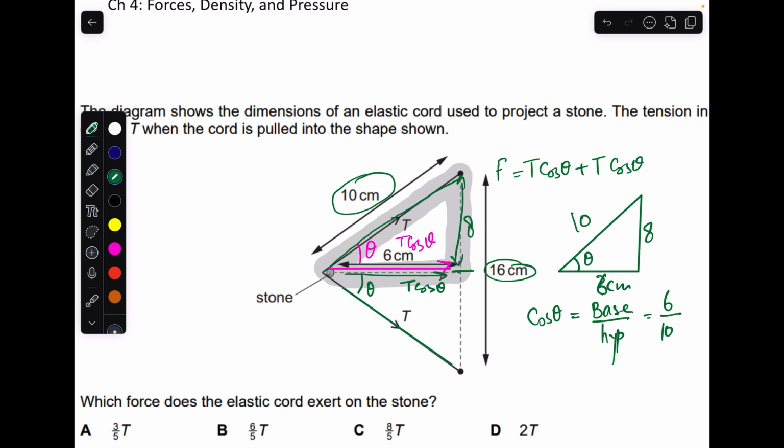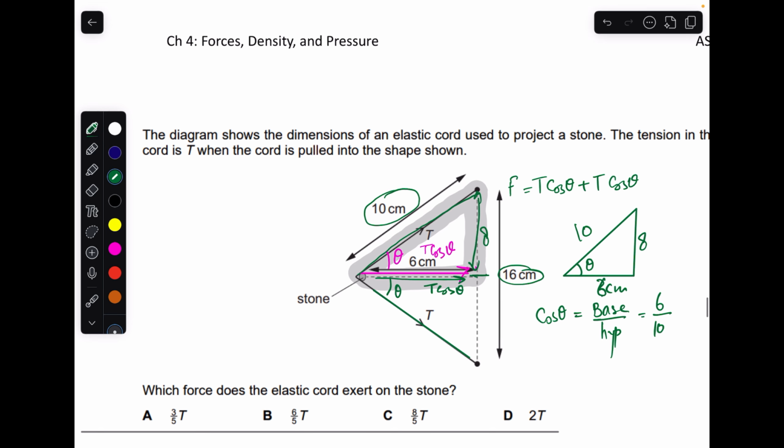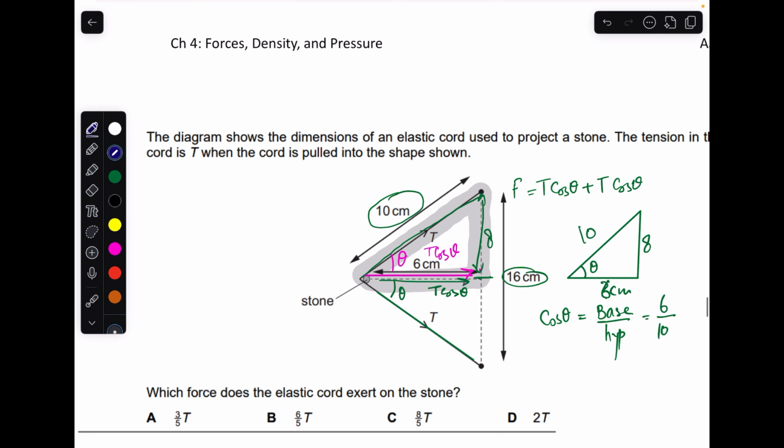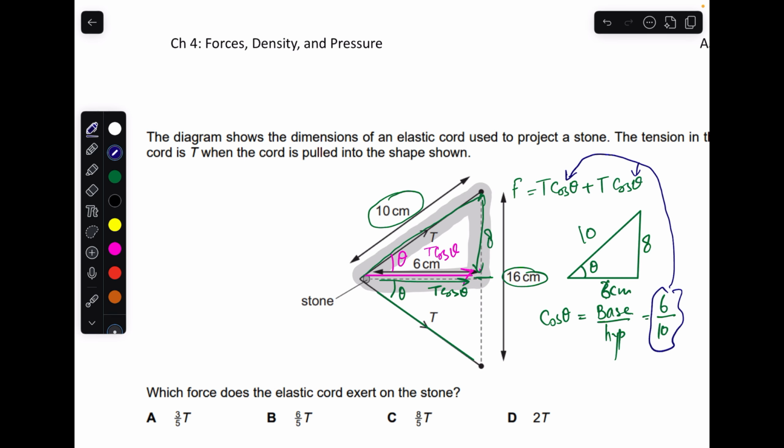So we can directly write down these values there. Putting this here and here, you get F equals T into 6 by 10 plus T into 6 by 10. That will give you 6T by 5. So this is option B.